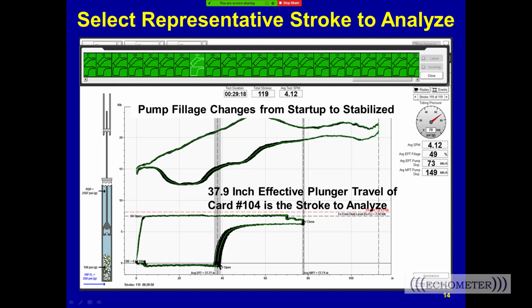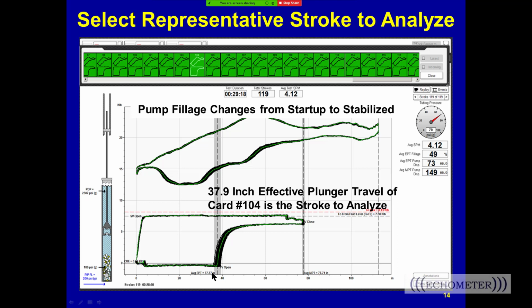And one of the features that Field View and TAM does, you can show all the strokes with this events viewer and then select all the strokes and overlay them, or select all the strokes that look similar and overlay them, as long as you hold down the control and tap on the screen, or click on the first one, hold down the shift and click on the last one. That overlays all these strokes, and then the software says average effective plunger travel.